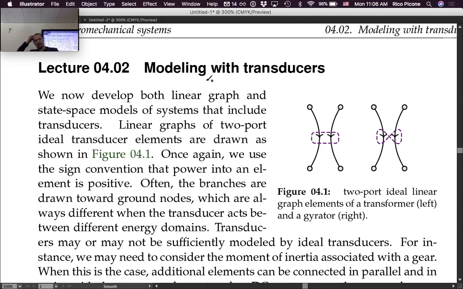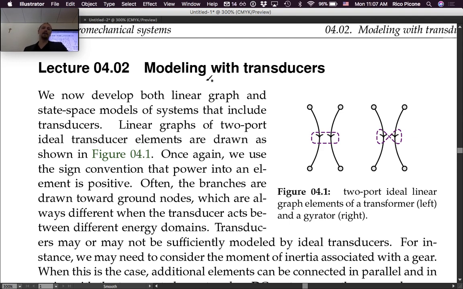We now develop both linear graph and state space models of systems that include transducers. Our two main types of modeling so far are linear graph models and state space models. We'll learn some more before the end of the semester, of course, which, contrary to popular belief, is three weeks plus finals away. I know.